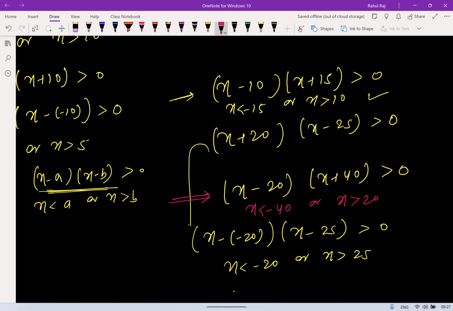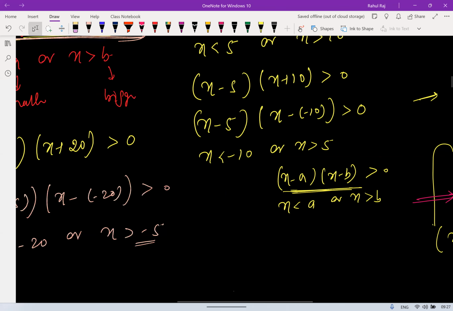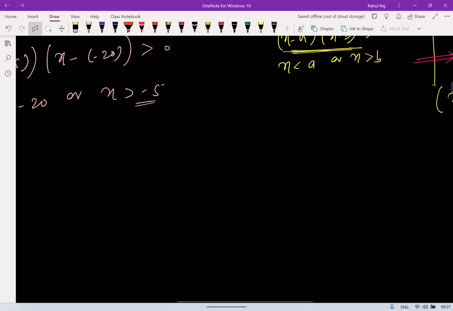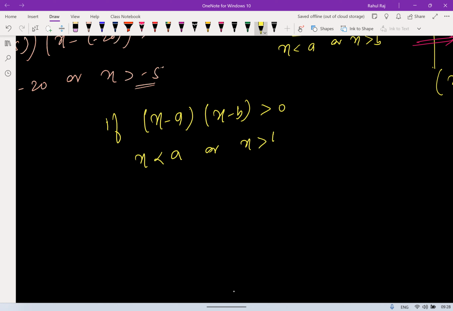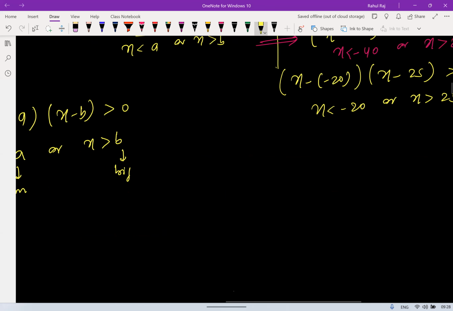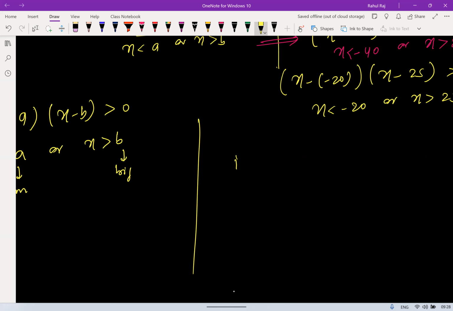Perfect, Alexa. So for any inequality in algebra, if anything is in the form of x minus a into x minus b greater than 0, be very clear that in this case x lies outside of a and b. That is, x is either less than a or x is greater than b, where I've told you a is the smaller element, b is the bigger one. Simple logic. Okay?